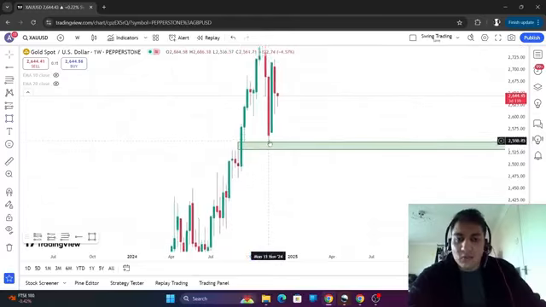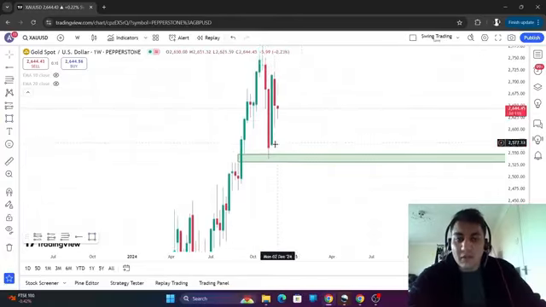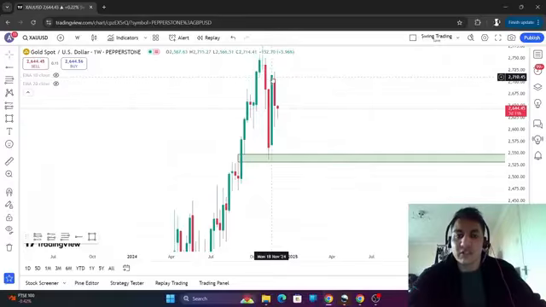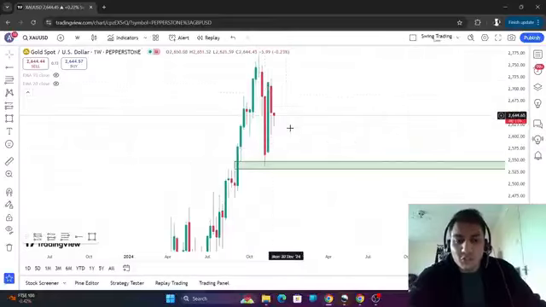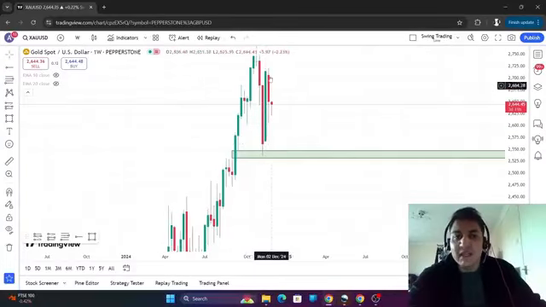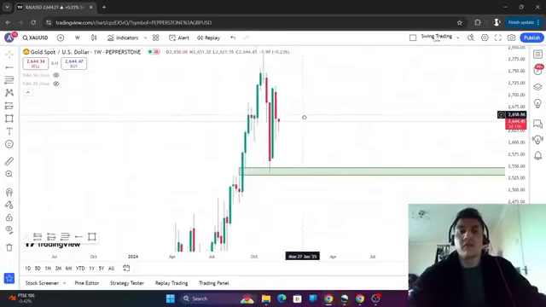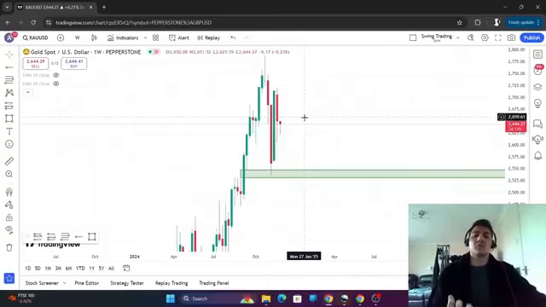Price taps it with a wick, instantly shoots up. Look at how strong and aggressive that bullish candle was. You almost can't get a more bullish candle than that. I mean, that's huge, a huge range. It taps the fair value gap, instantly reverses, massively reverses. That right there is showing us that we're still bullish.